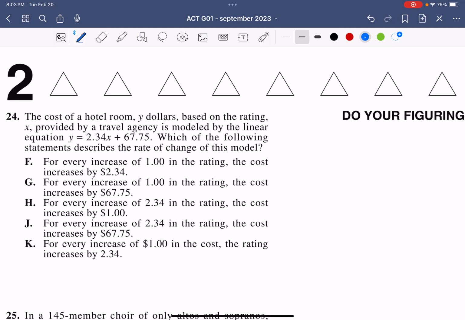Question 24: the cost of a hotel room, $y, based on the rating x, provided by a travel agency is modeled by the linear equation y equals 2.34x plus 67.75. Which of the following statements describes the rate of change of this model? So for this particular question, they're asking you to interpret. So this is an interpretation question, and they're asking you to figure out what this part is right here.